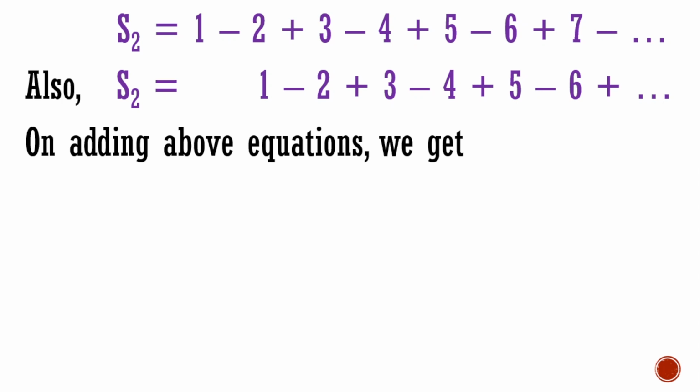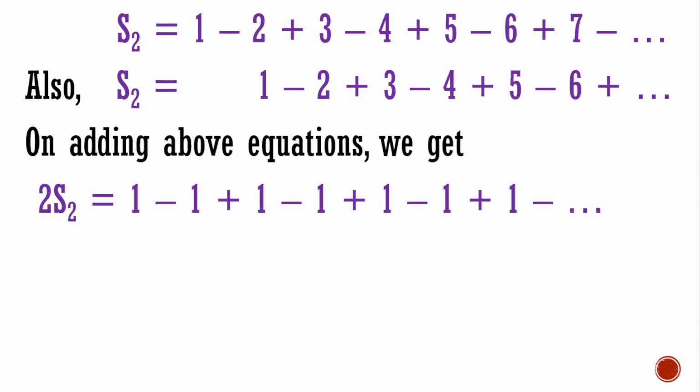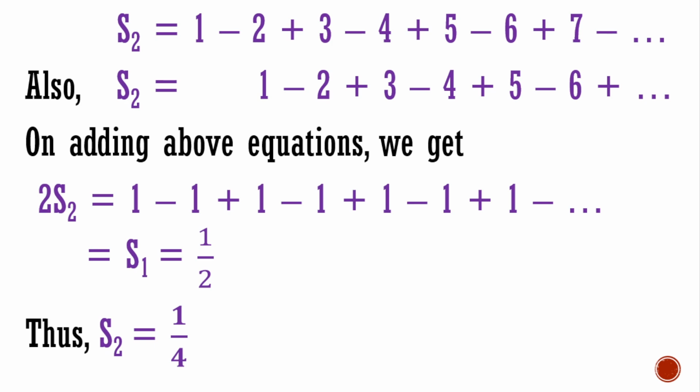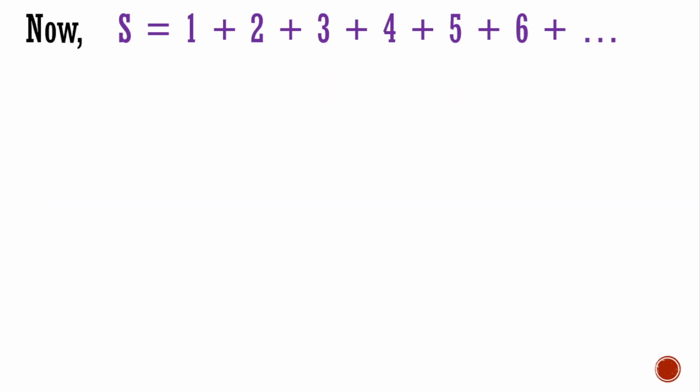On adding the above equations, we get 2S2 equal to 1 minus 1 plus 1 minus 1 plus 1 minus 1 and so on, which is nothing but S1, equal to half. This implies S2 equal to 1 by 4. This establishes the second claim.